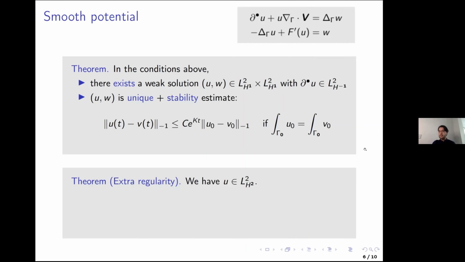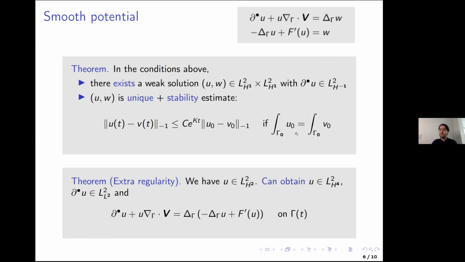And for the smooth potential, we have some extra regularity results. In particular, U is actually H2 in space. And if you're paying attention, this is not surprising to you, right? Because you would say, okay, given W, the second equation determines an elliptic problem for U, F is smooth, right? So we should get better regularity. And you would even say, look, if W is H1 in space, we can do a lot better than H2. And I say, yes, this is true. With appropriate conditions on the initial data, we can go at least all the way to H4 and obtain a strong solution, by which I mean this holds in L2.